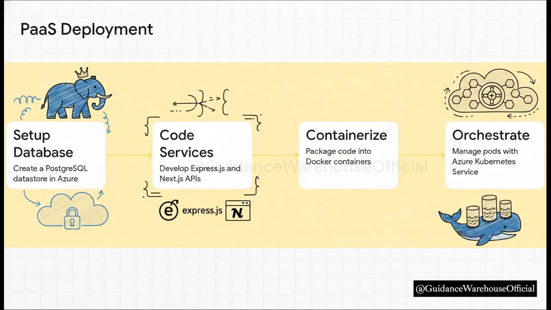Step 1, you set up that PostgreSQL database in Azure, making sure to lock down the network security. Step 2, we actually code out the microservices. We use Express.js for the backend API and Next.js for the front end. Step 3, we containerize this code with Docker. And finally, step 4, we orchestrate the whole thing with Kubernetes. Now let's zoom in on those last two steps, because that is literally the secret sauce of modern cloud computing.